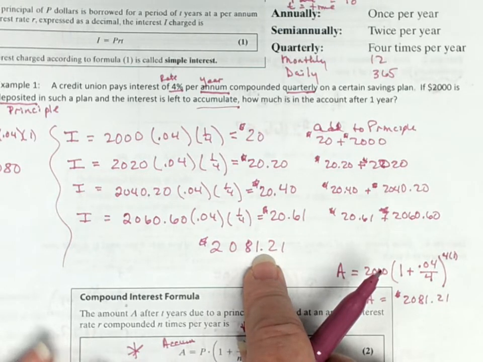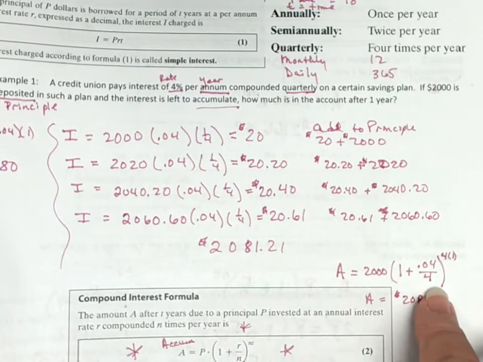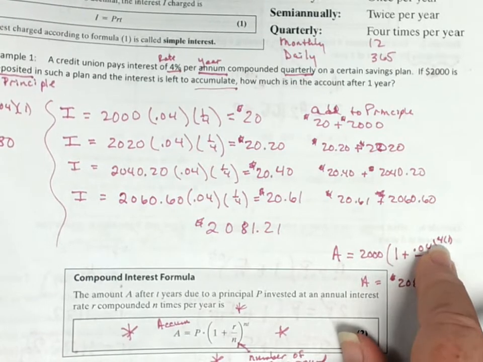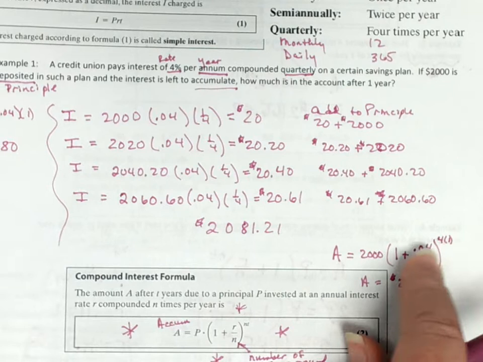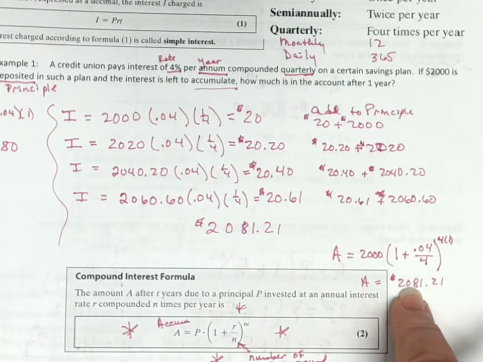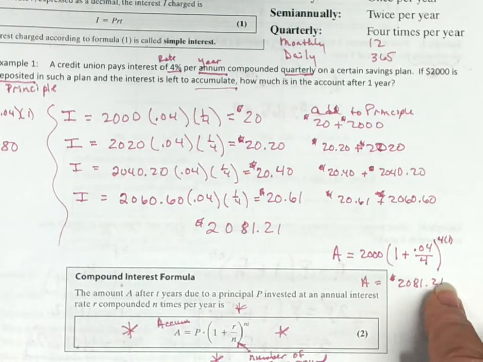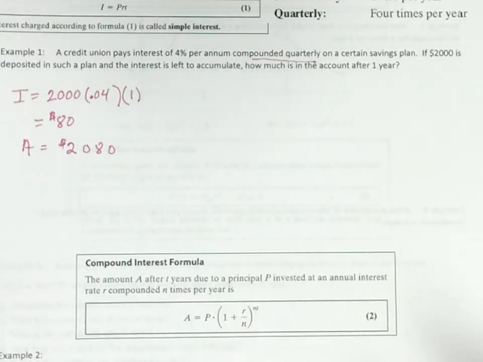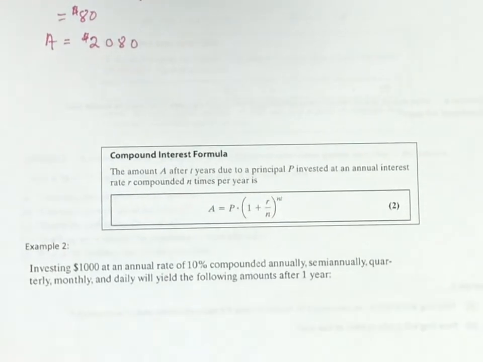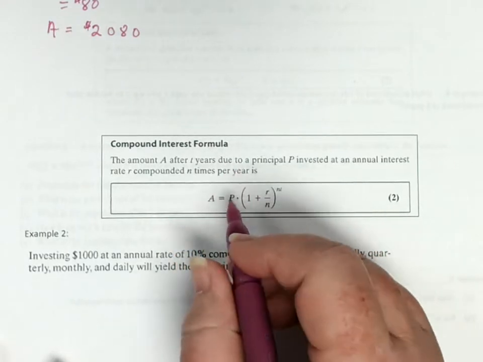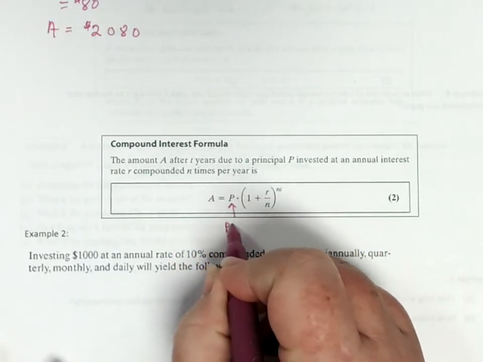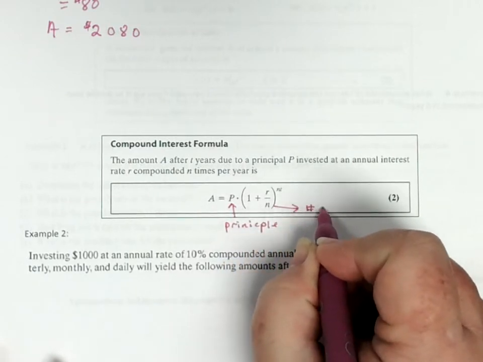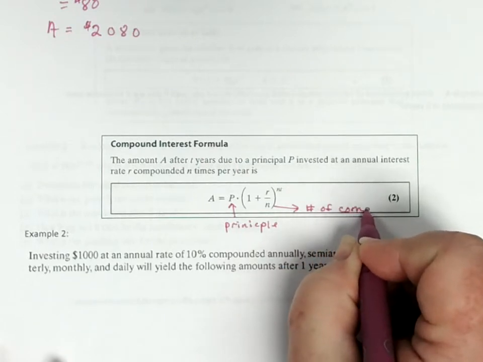So what I did instead is I took the formula, remember the compound formula sheet, and I plugged in the numbers, the principal, the rate, the number of compounding periods, and the time. And by plugging all of that in together, I got $2,081.21. That's much simpler than trying to work our way through this long problem. So let's do a few practice problems with that. Let's use our compound formula. Remember that P is the principal. N is the number of compounds per year.